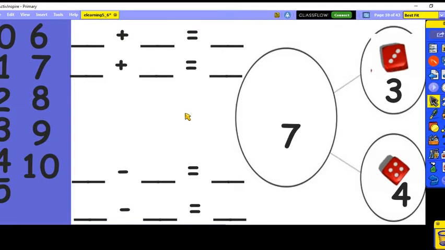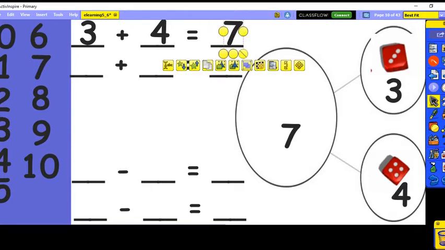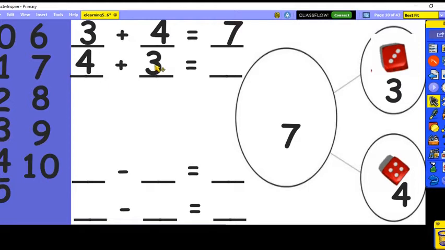So let's see. We have 3 dots on one die. We have 4 dots on the other. And that gave us 4, 5, 6, 7, a total of 7. Now let's change the order of the addends. 4 plus 3 equals 7. So we've got 3 plus 4 equals 7, 4 plus 3 equals 7.